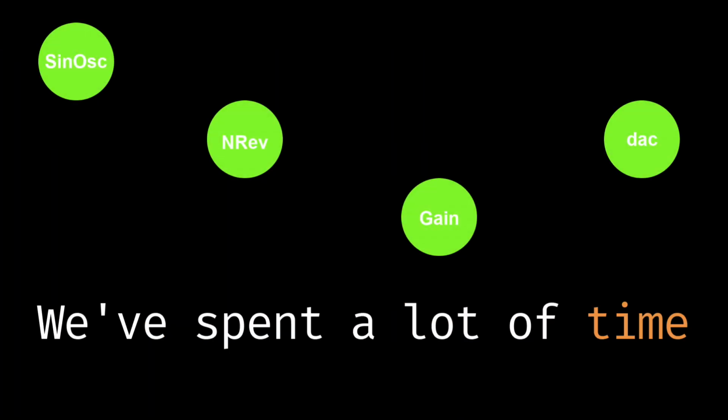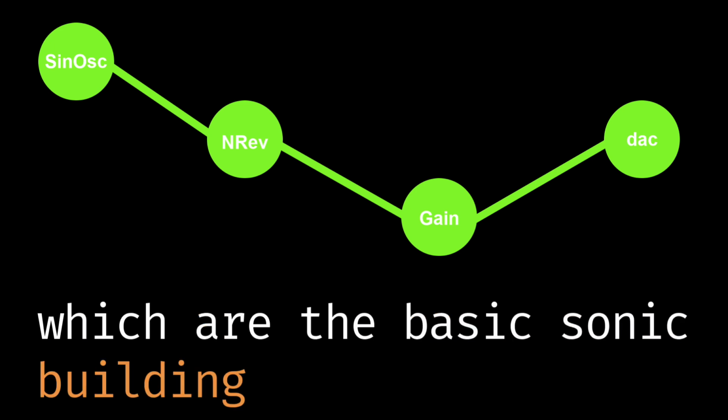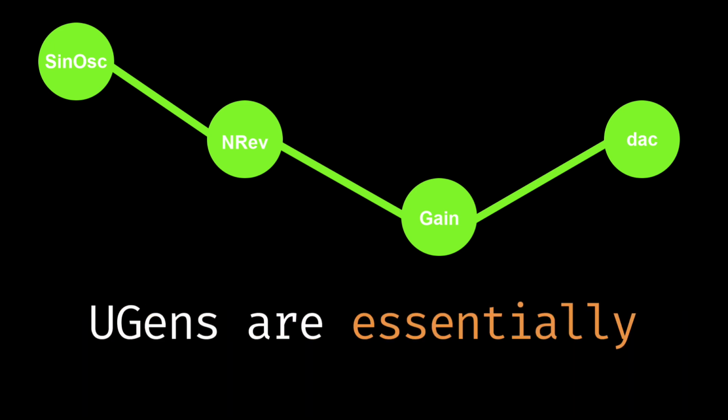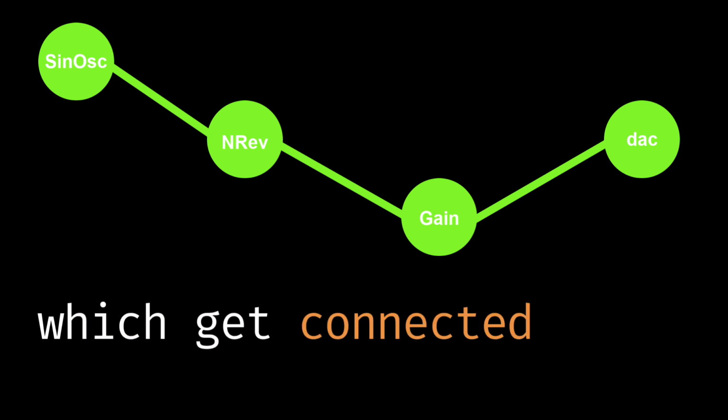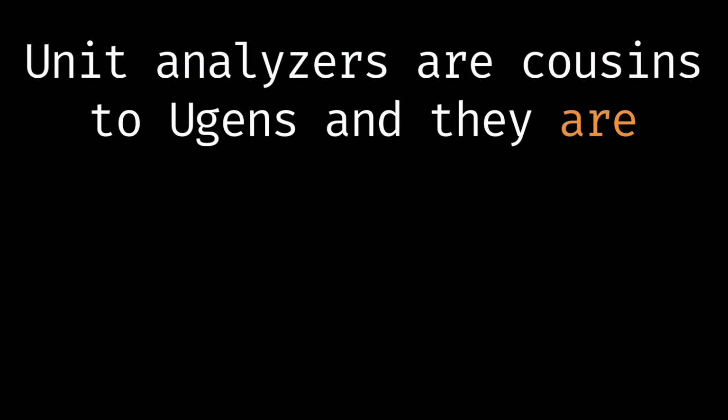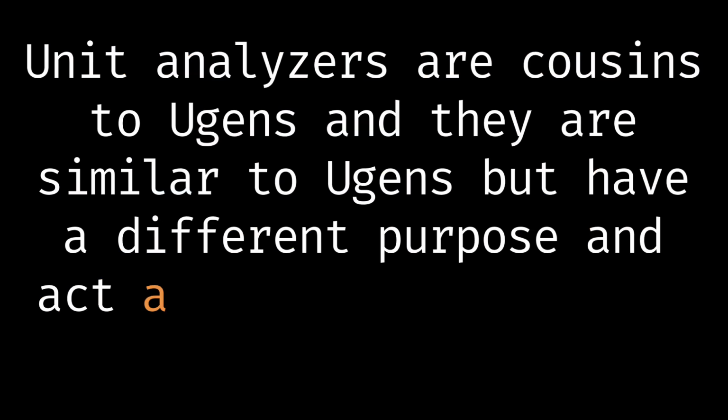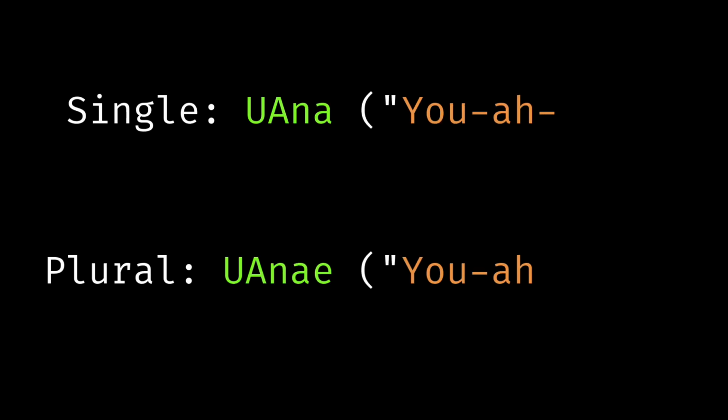We've spent a lot of time learning about UGens, which are the basic sonic building blocks in ChucK. UGens are essentially nodes in a sonic graph which get connected using the ChucK operator. Unit analyzers are cousins to UGens, and they are similar to UGens but have a different purpose and act a little differently. Terminology time. ChucK refers to a single unit analyzer as a UAna and more than one as UAna, singular, UAna, plural, UAna.